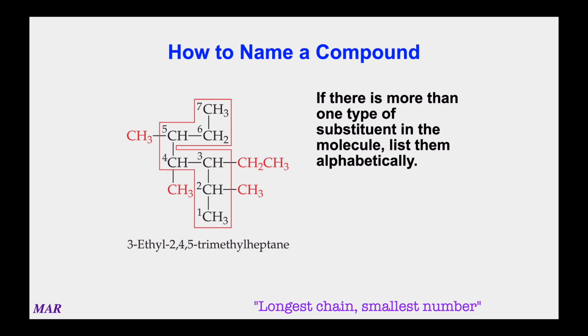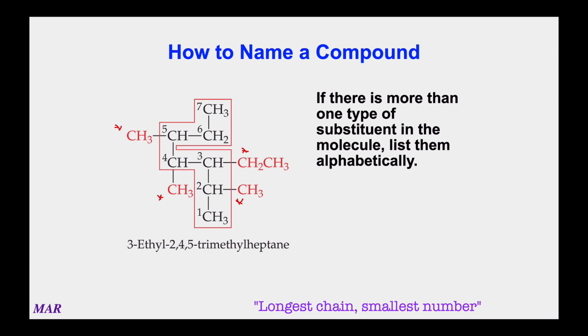And then in red there, you can see the different parts that aren't in the heptane chain. There's a methyl here, a methyl here, and a methyl here. So it's going to be 3 methyls or trimethyl. And CH2CH3 is an ethyl group. So ethyl comes before methyl, and you want to use the smallest numbers possible. So you can see right here, it would be a 3-ethyl, and then it would be 2,4,5-trimethylheptane.